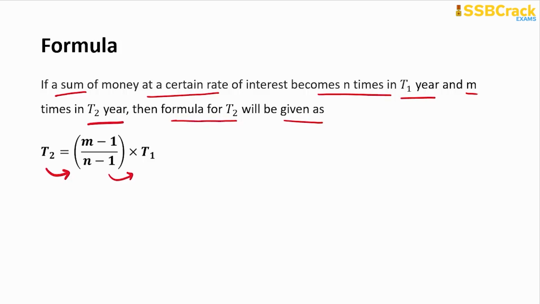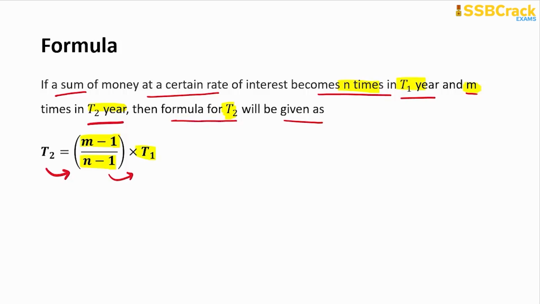There you were supposed to calculate the rate for which the sum of money was converting to n times for a given time period. Only once was the time period mentioned. But in a particular question where two different time periods are mentioned for which the sum of money becomes n times and m times, when the money becomes n times in T1 years and m times in T2 years, then the formula for the second time period, for which the sum became m times, is given by the formula (m minus 1) upon (n minus 1) into T1.